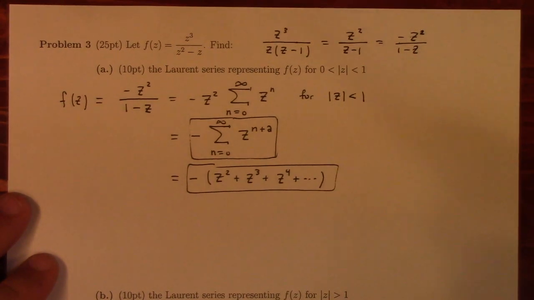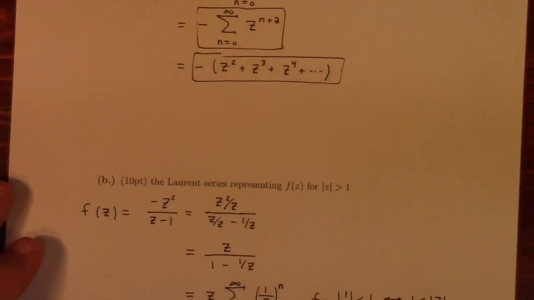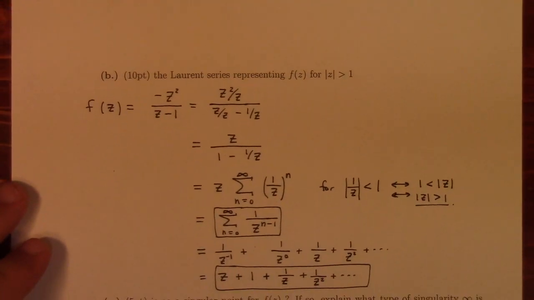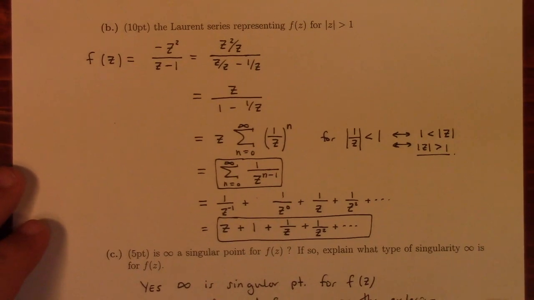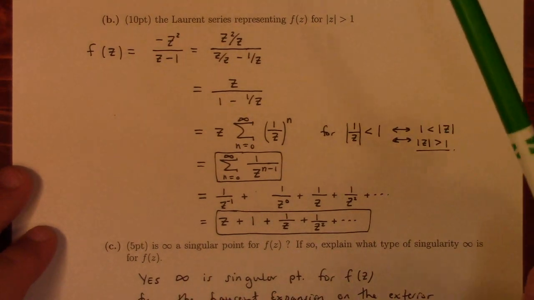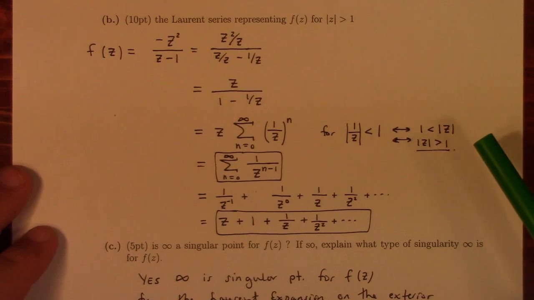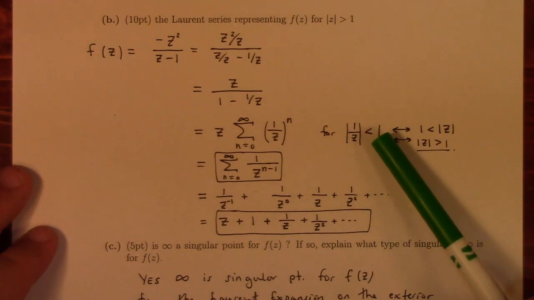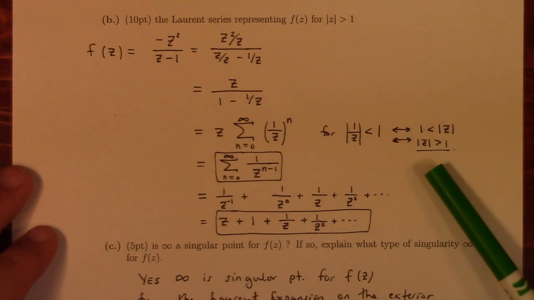There it is. Now, the Laurent series on the exterior annulus outside of 1 is a little bit more exciting, because then I got to work on getting powers of 1 over z, because if I have 1 over z less than 1, that corresponds to modulus of z greater than 1, right?